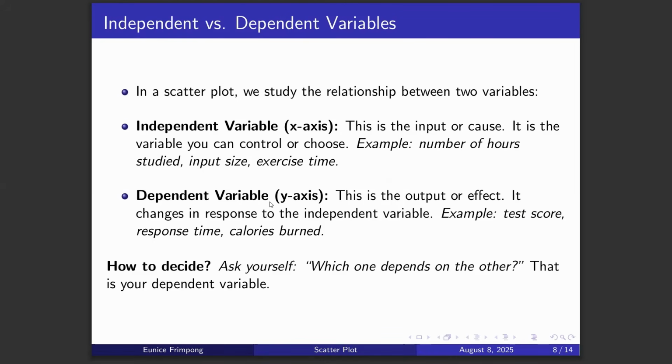Now, the dependent variable is the output or the effect. It changes in response to the independent variable. So it responds to what you do with the independent variable, okay? For example, your test score responds to the number of hours you studied, or the calories burned depends on the amount of time you spent exercising. So how do you decide? First of all, you need to ask yourself which one depends on the other. And that is the dependent variable.